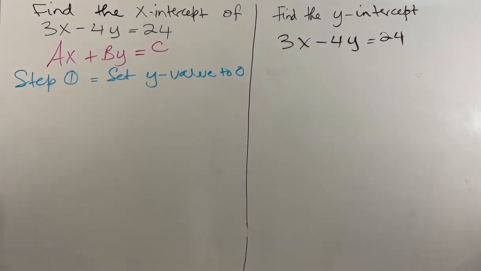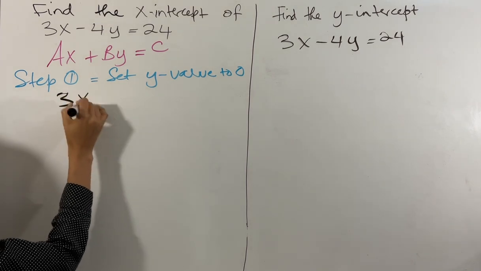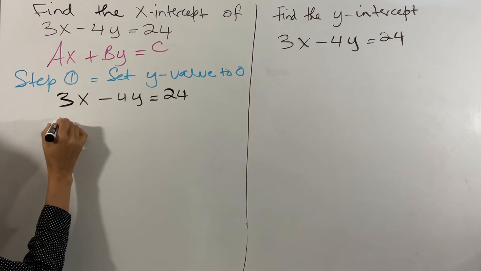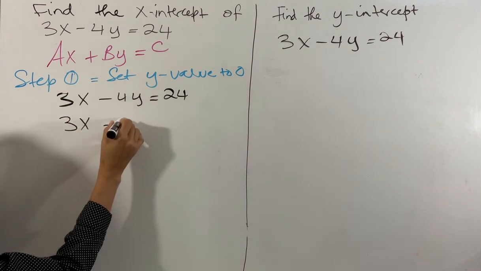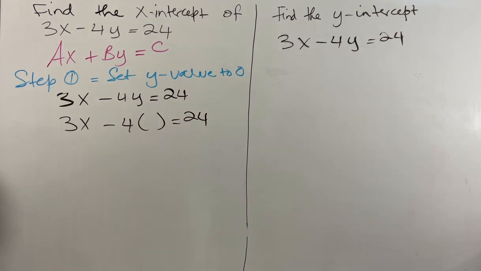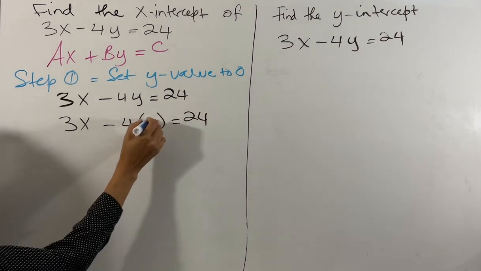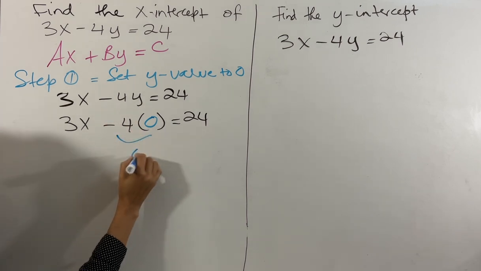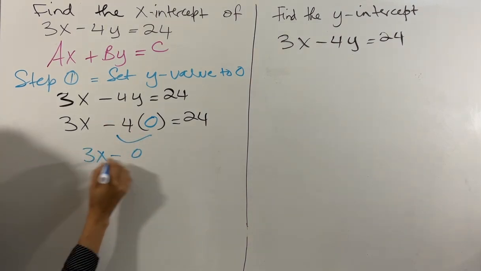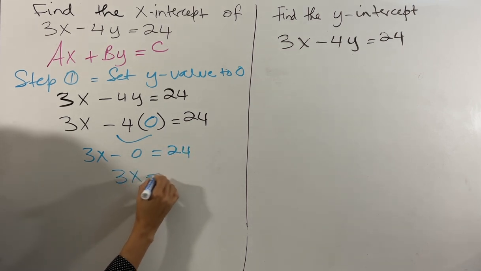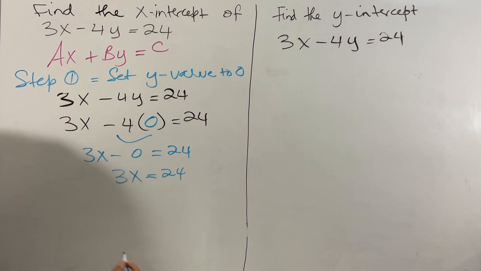So I'm going to rewrite my standard form of equation here. All right, and wherever I see my y, I'm going to substitute that with 0. This is going to simply give me 0. All right, 3x minus 0 equals 24. You just simply get rid of that and you write 3x equals 24.